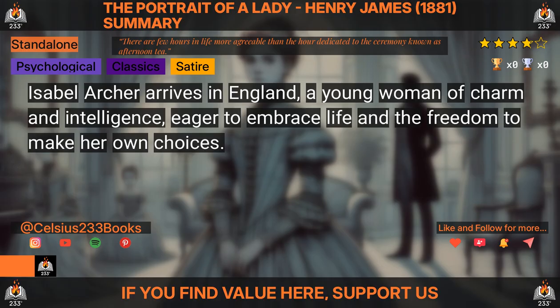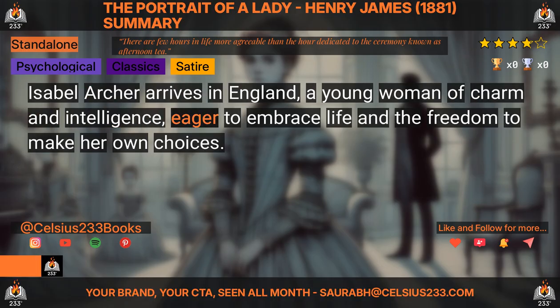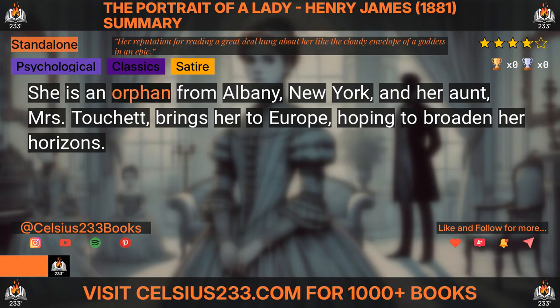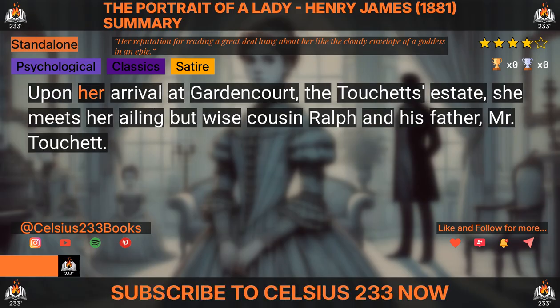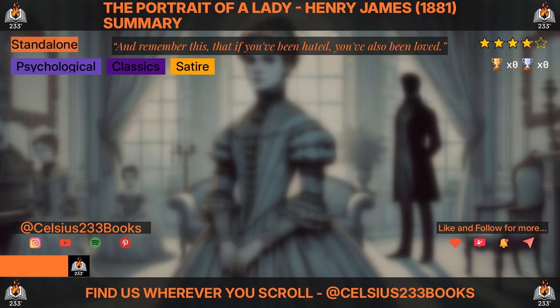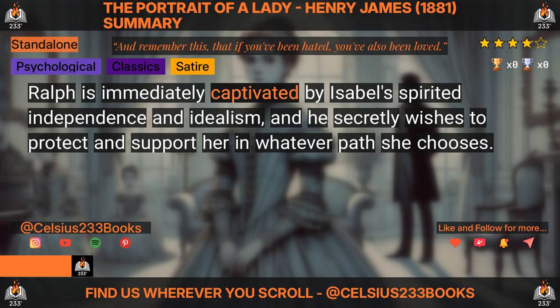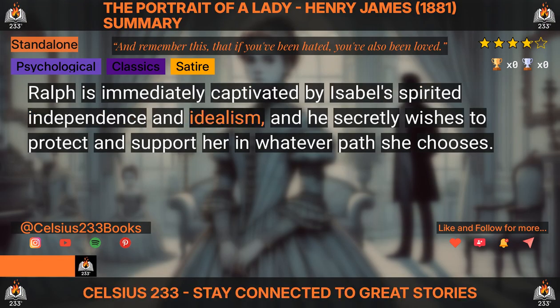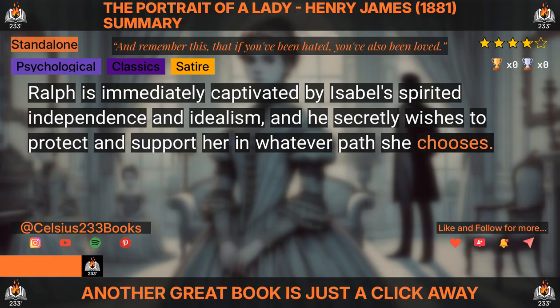Plot summary: Isabel Archer arrives in England, a young woman of charm and intelligence, eager to embrace life and the freedom to make her own choices. She is an orphan from Albany, New York, and her aunt, Mrs. Touchett, brings her to Europe, hoping to broaden her horizons. Upon her arrival at Gardencourt, the Touchett's estate, she meets her ailing but wise cousin Ralph and his father, Mr. Touchett. Ralph is immediately captivated by Isabel's spirited independence and idealism, and he secretly wishes to protect and support her in whatever path she chooses.